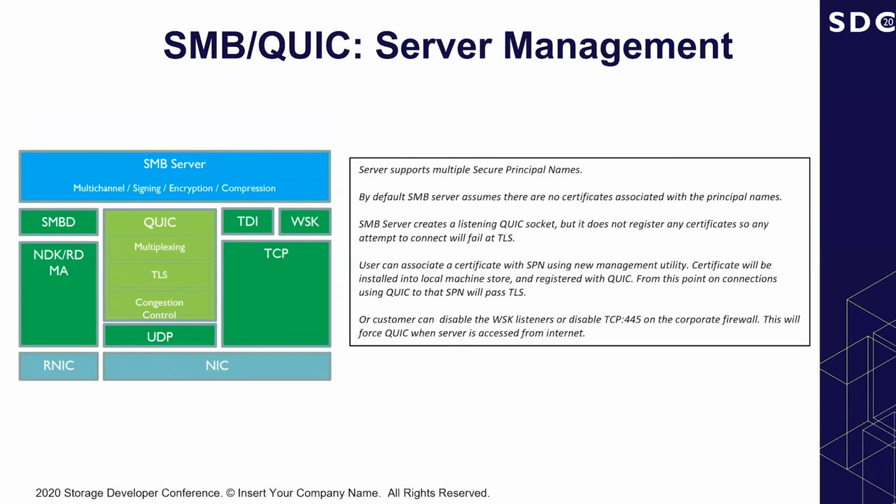The SMB server supports multiple secure principal names. By default, it assumes that there are no such certificates associated with the principal names. The system can have multiple certificates, but you still have to tell the SMB server to use a specific certificate for the QUIC communication. This is done through the PowerShell cmdlets, the management utilities that we developed. Using this PowerShell, we instruct the SMB server to use a specific certificate as its identity for the communication over QUIC.